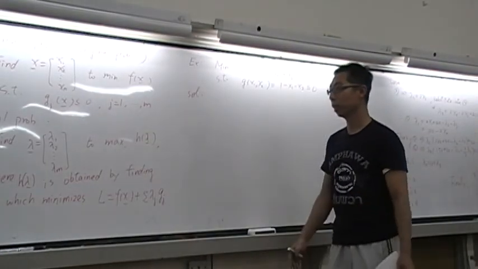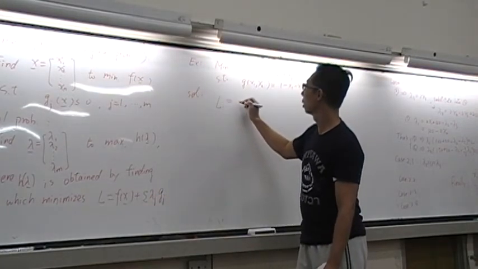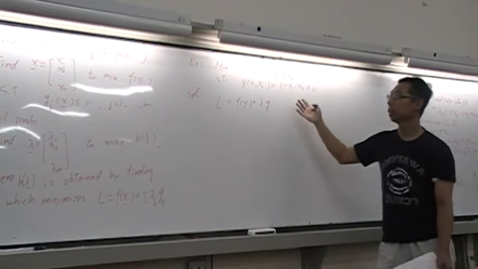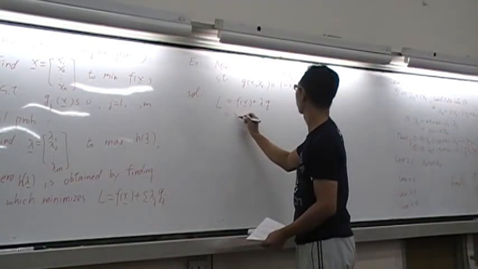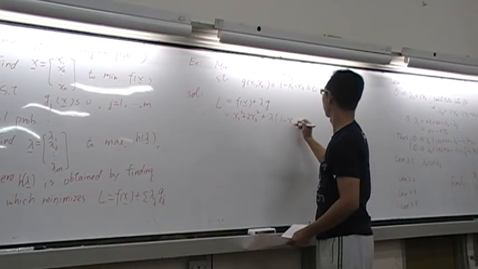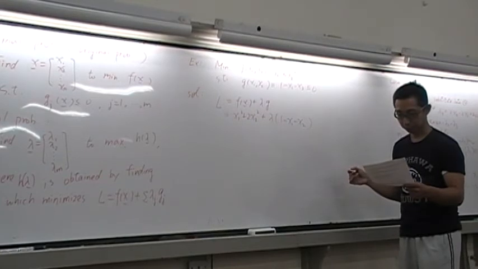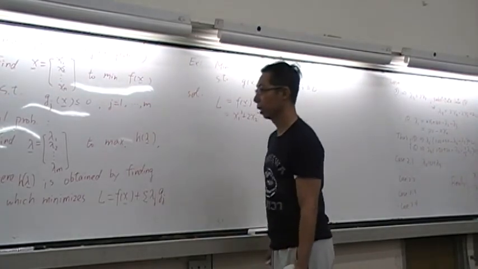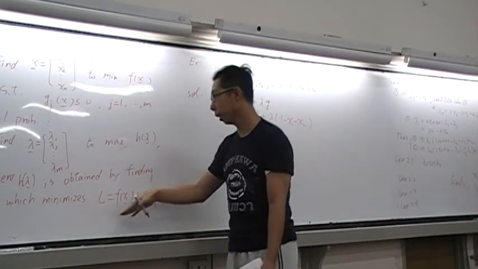First of all, we need to define the Lagrange function. L is f plus lambda g. There is only one constraint, so just lambda g. So that's my Lagrange function. And then, let's find h of lambda. So h of lambda is obtained by finding x which minimizes L.